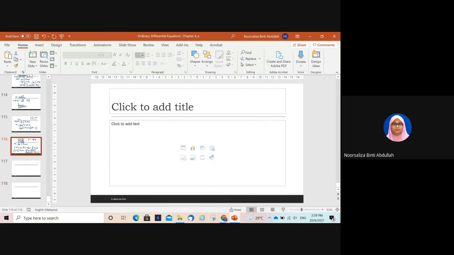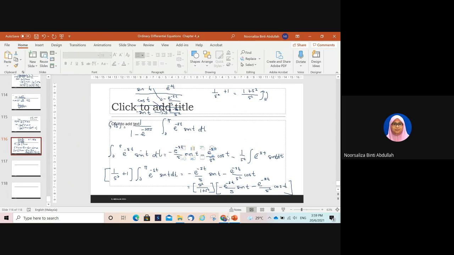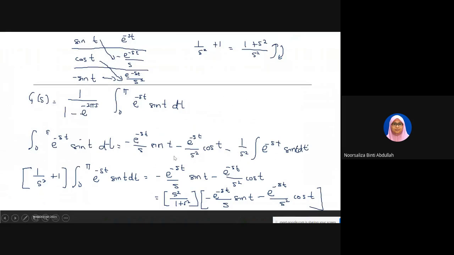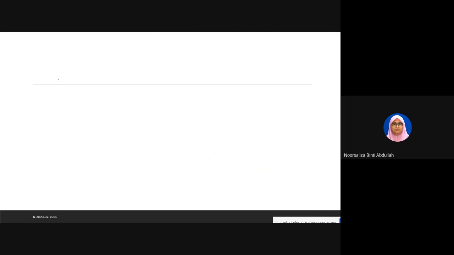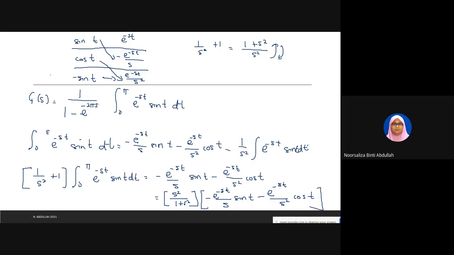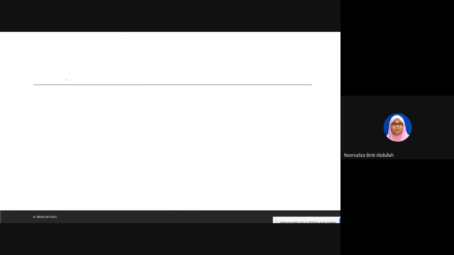You all ada kelas tak lepas ni? Ada kelas tak? Tak ada. Kalau ada bagi tahu. Ada. Okay, yang ada boleh keluar pergi kelas dulu. Yang tak ada boleh stay.